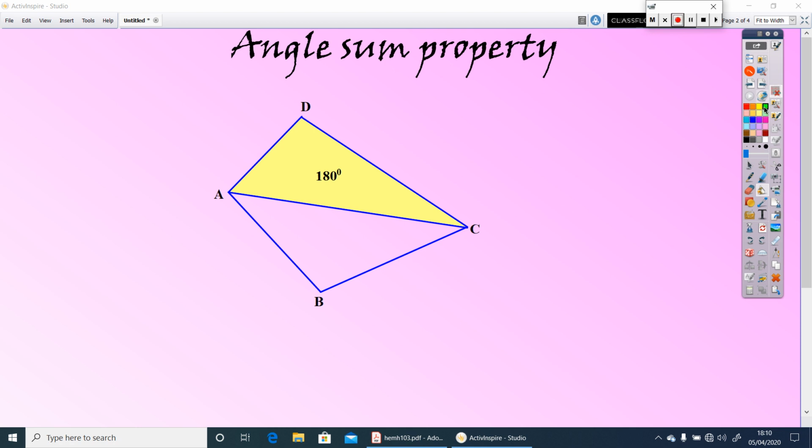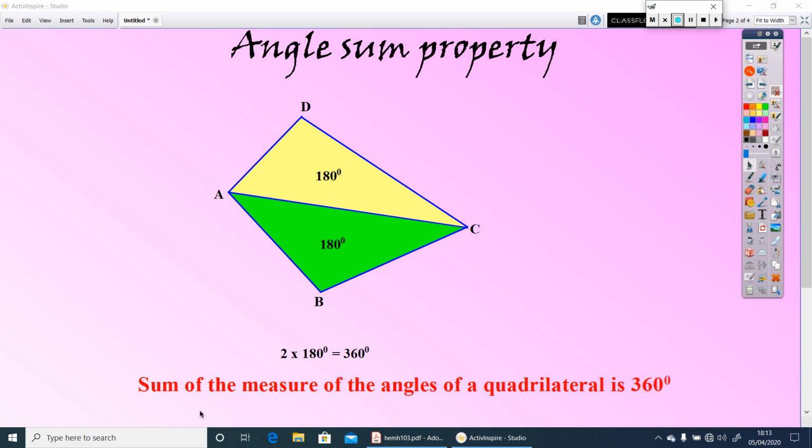Now let me find out the angle sum of triangle ABC. That also is equal to 180 degree. So the total measure of angles of quadrilateral ABCD, we can write it as 180 degree plus 180 degree. That is 2 into 180 degree, which is equal to 360 degree. So we can write, the sum of the measures of the angles of a quadrilateral is 360 degree.